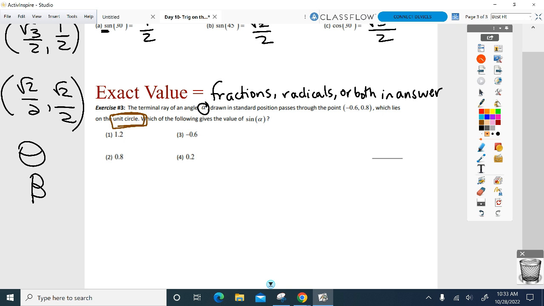What does the x coordinate represent? The cosine. And the y coordinate represents the sine, because I'm telling you this point's on the unit circle. X equals cosine, y equals sine. So this makes this problem pretty easy now. When I say, which of the following values is the sine of this angle, what coordinate do you want? The y coordinate, which is 0.8. Questions?